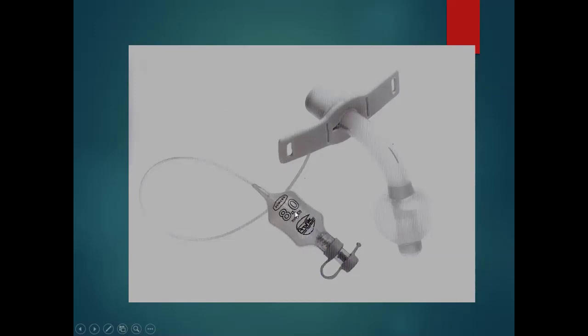See the mark here, the measurement. It mentions 8 millimeters. That is the size of the internal diameter of this tracheostomy tube. Internal diameter, not the outside diameter. It is different from tube to tube. So we must select an appropriate size tube depending on the size of the patient's trachea.